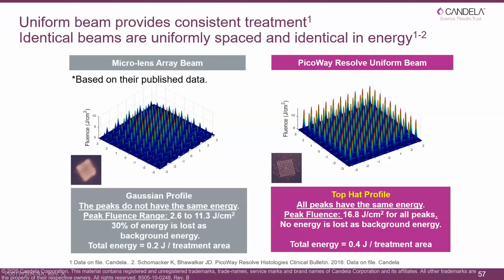Whereas when you look at the microlens system, you could have a range of between 2.6 up to 11.3 joules per centimeter squared of fluence. And you will lose up to 30% of that energy in the background. Whereas with Resolve, each one of those peaks is the same fluence as the one beside it, and we're not losing any of that energy into the background. So it makes it more efficient, but it also means you get a much more even coverage of the area you're treating.